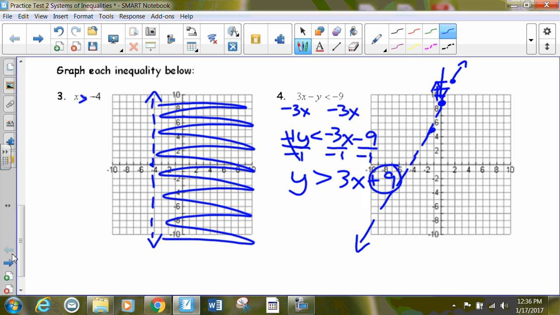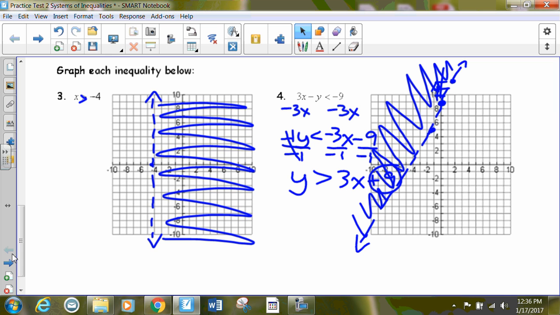So all my shading, I don't want to go, well, I'll just go through the problem. All my shading is up above the line. Now I have to, oh, I'm done. There's only one problem here.